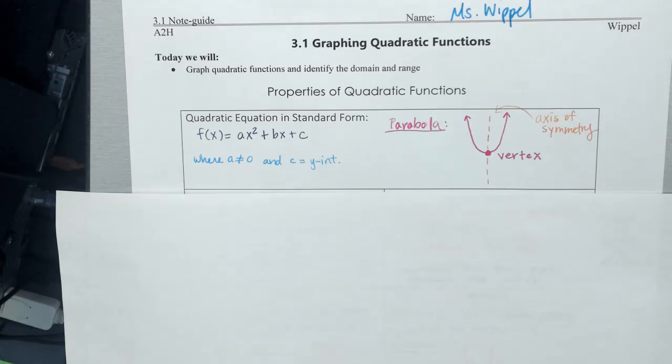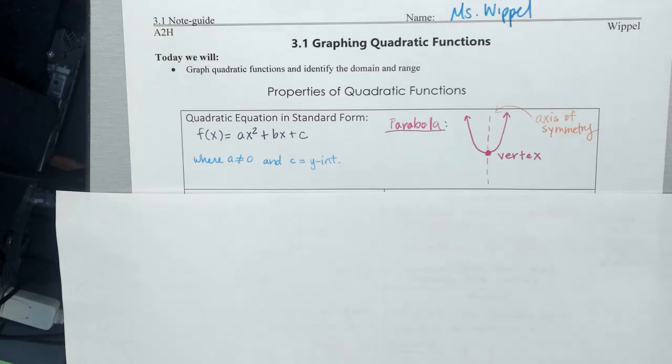If you look at the equation in standard form, you can see it's f of x equals ax squared plus bx plus c. We will be identifying a, b, and c today. And your a value can't be 0. If it was, there'd be no x squared, and what type of function would it be? The x squared went away. It would just be linear. So a can't be 0, and the c value is the y-intercept.